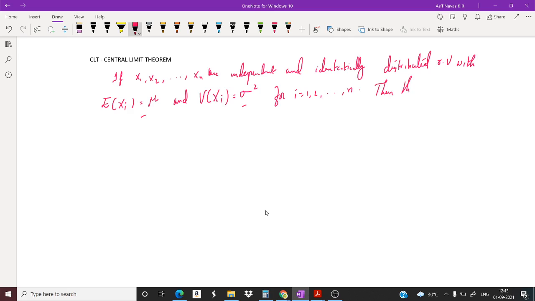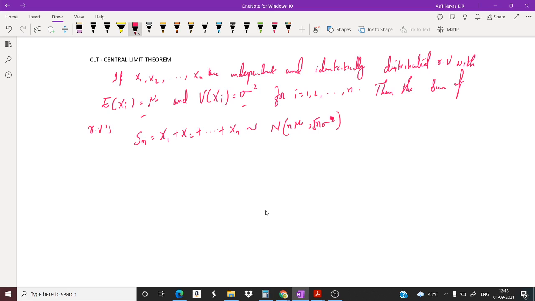Then this sum of random variables, I will denote Sn. Sn is equal to X1 plus X2 plus etc. plus Xn, and it follows a normal distribution with the mean n mu and variance n sigma square. That is, mean n mu and standard deviation root n sigma.